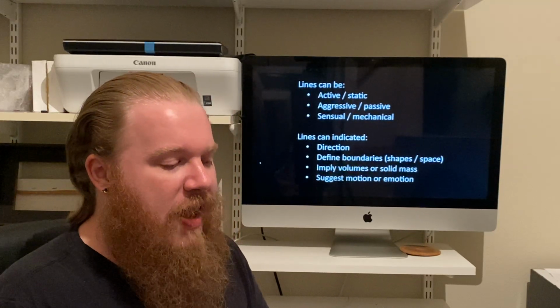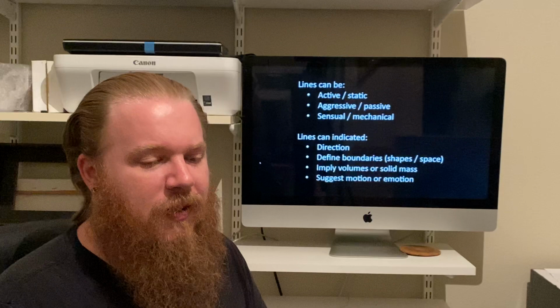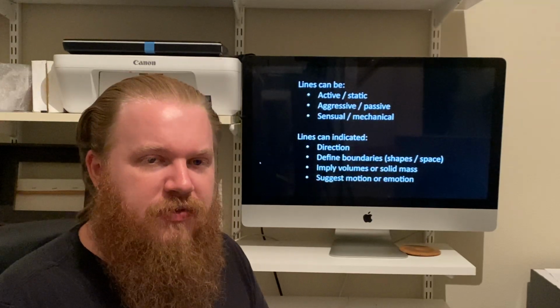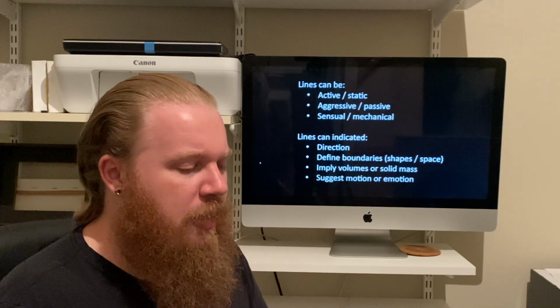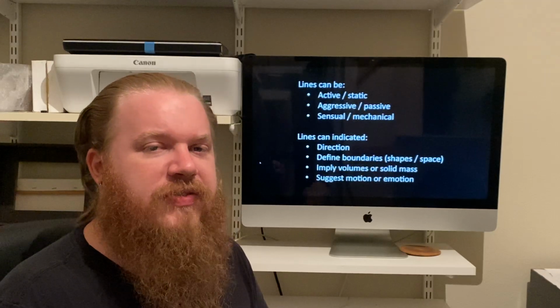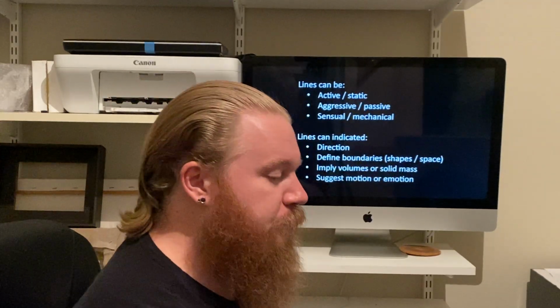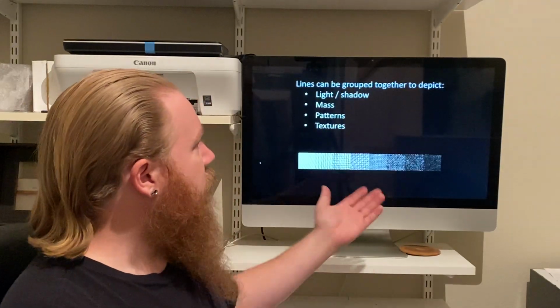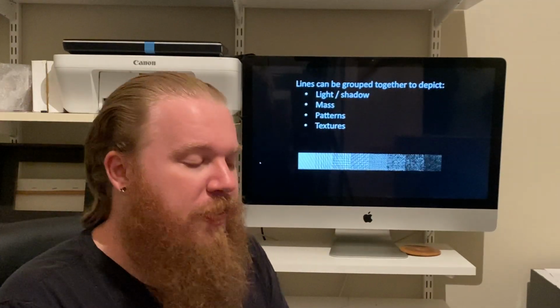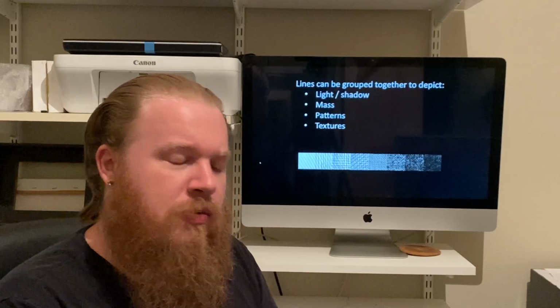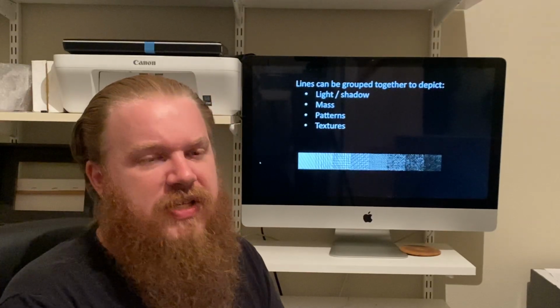So we can have lines that begin to imply a certain sense of emotion or general feeling, whereas we can also have lines that begin to suggest motion within the picture plane as well. So, lines can be grouped together to depict things like light and shadow, mass, pattern, and even textures.